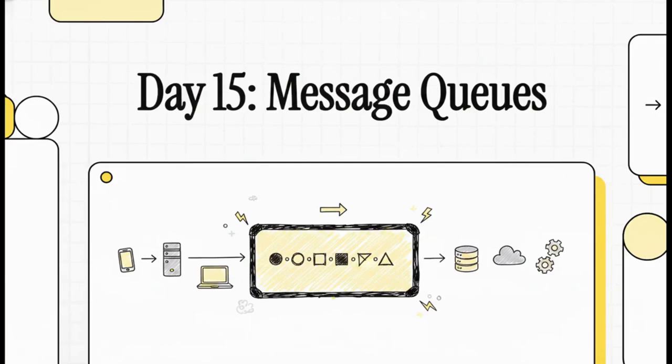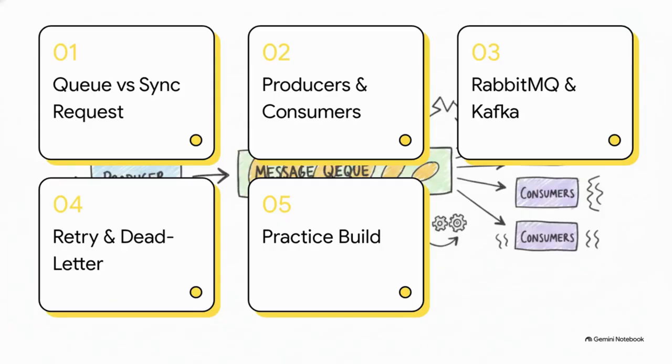Welcome back, everyone. We are jumping straight into week 3, day 15 of our distributed systems curriculum. Today's explainer focuses entirely on, literally, the absolute backbone of scalable architecture, message queues. Look, if you want to understand how modern apps handle massive traffic without just completely collapsing, well, you're in exactly the right place. Okay, let's quickly hit today's agenda.